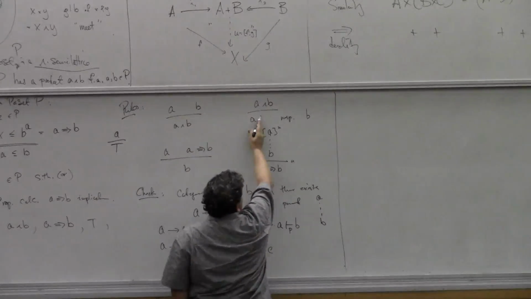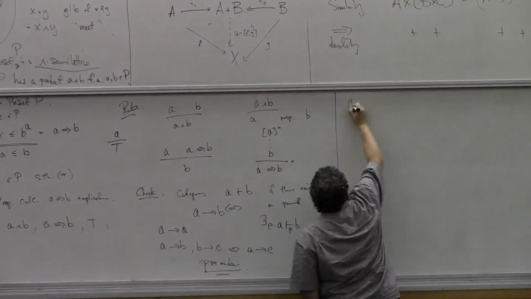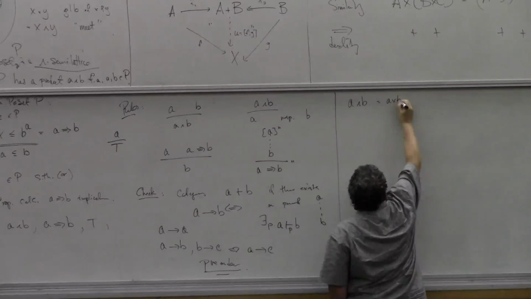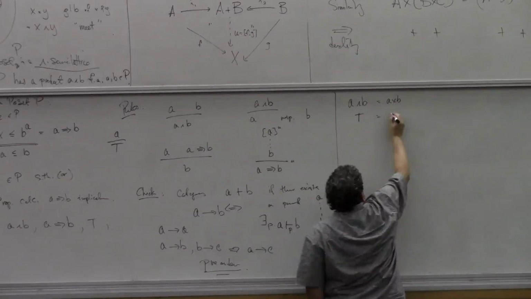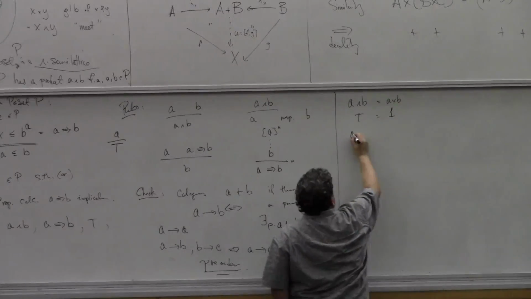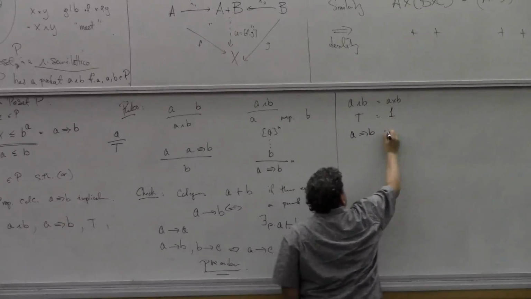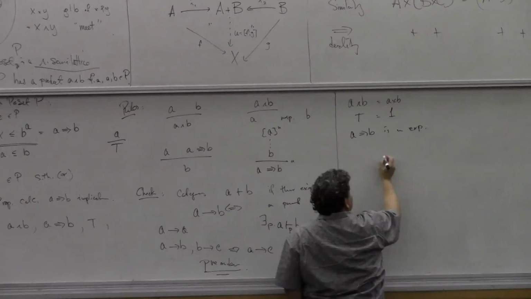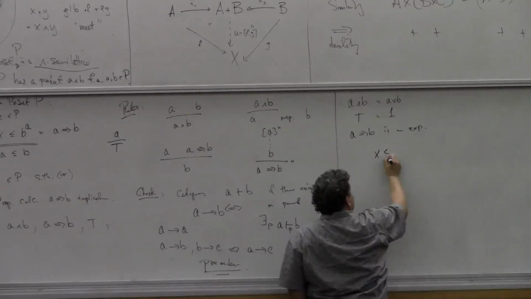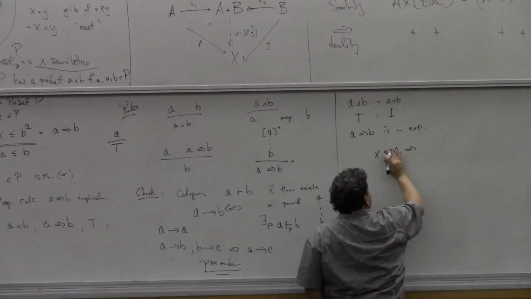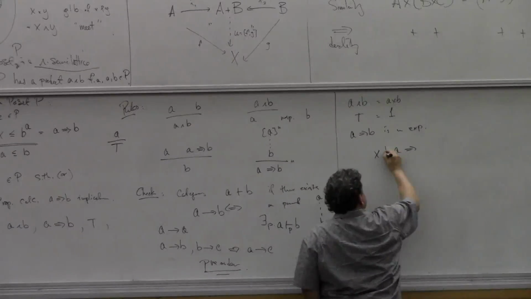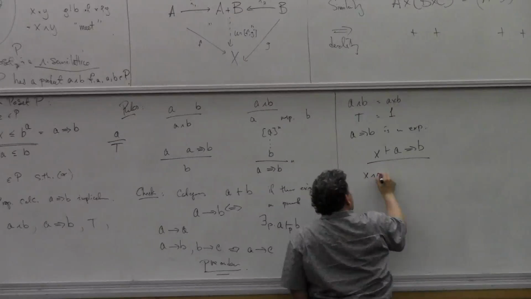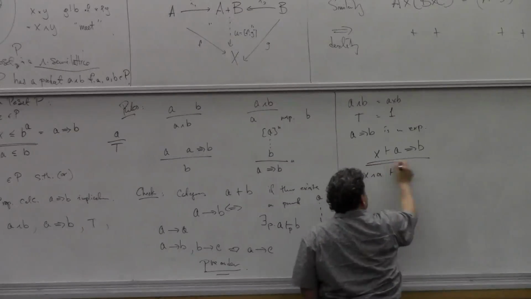And now the rules for the conjunction obviously make conjunction a product. So this is a product. The top is a terminal object. And we just want to check that this is an exponential. So what do we have to check? We have to check that if x proves A implies B, then x and A proves B, and conversely.